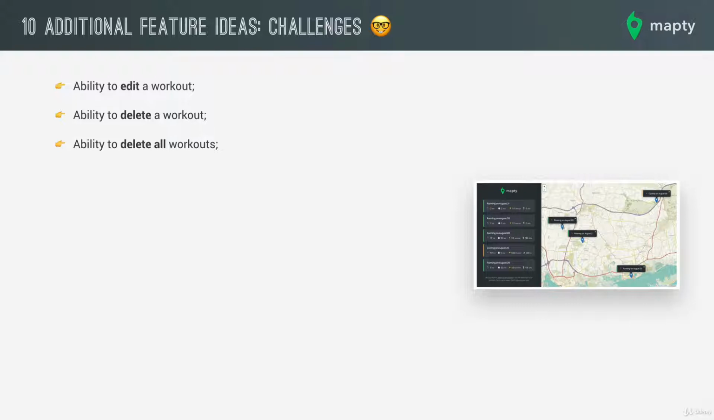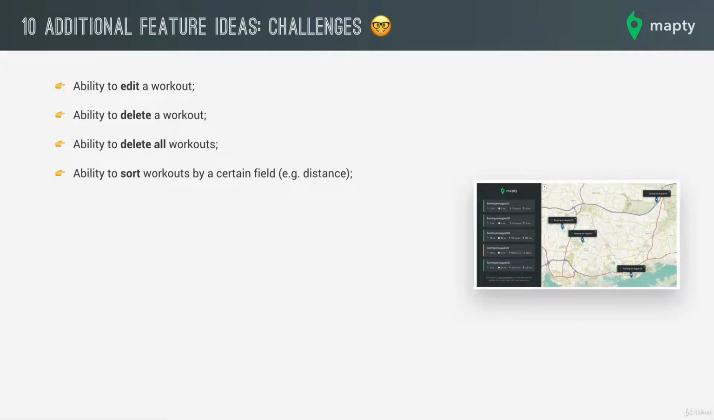Now, next up, you could add the ability to sort workouts by a certain field, for example, by distance or by duration. And this one would be probably a little bit tricky to implement, but you can take inspiration from the Bankist application, where I believe we did something like this.